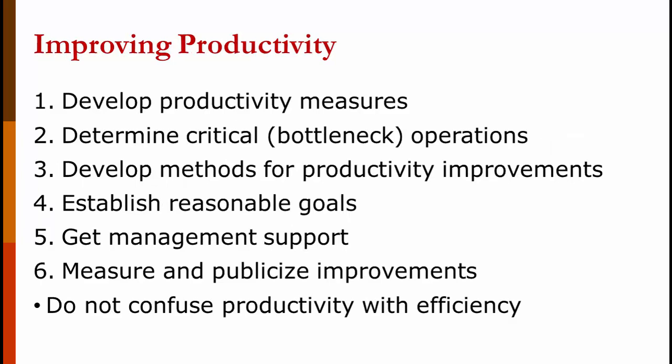So how do you improve productivity? You can't improve it if you can't measure it, so the first step is to develop your productivity measures, the ones that are important to you and your company. Step 2 is to determine the critical operations. Those are the ones that are decreasing your productivity. These are sometimes called a bottleneck, although that term is not technically correct here. You want to develop methods for improving your productivity at those bottleneck operations.